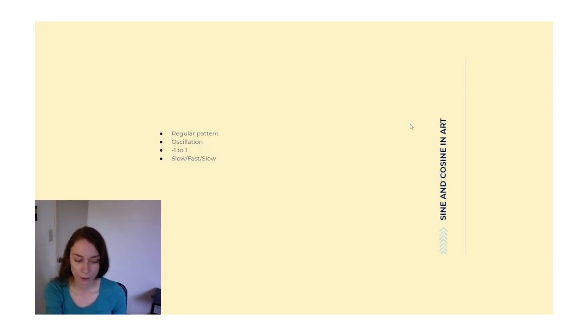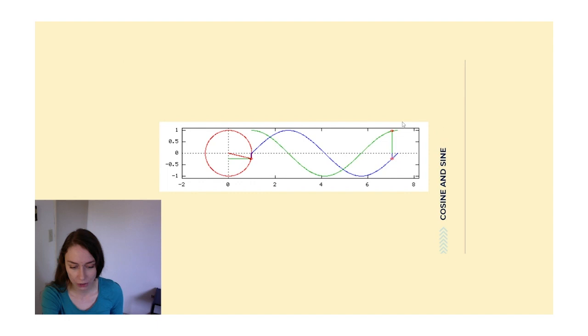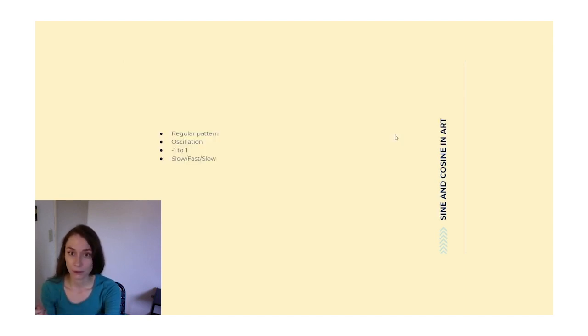And then this is a review here. So we have a regular pattern that oscillates between 1 and -1. And the idea is also that we're moving slow and then fast and then slow. So if you look at the slope of this function here, you see it will get a little bit faster and then it kind of evens out, and then it gets a little bit faster and then it kind of evens out. So the question for you is, what are some types of motion that are oscillatory and move from slow to fast to slow in a regular pattern?